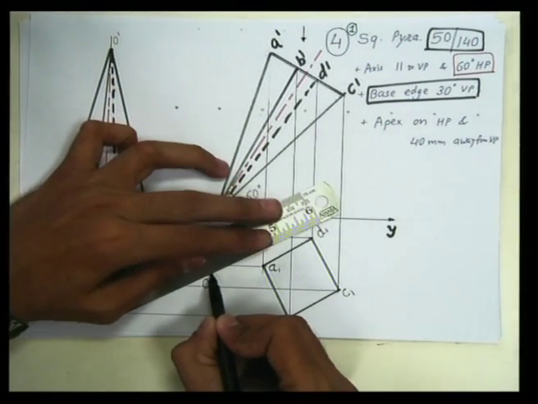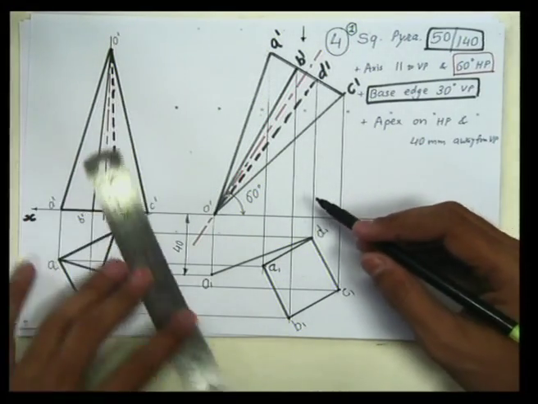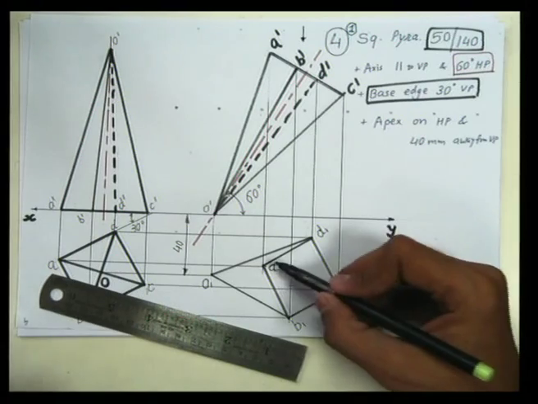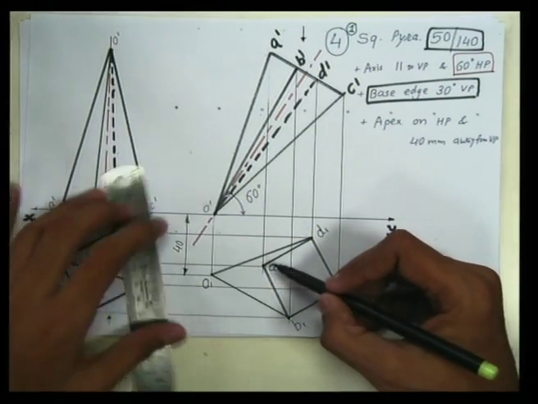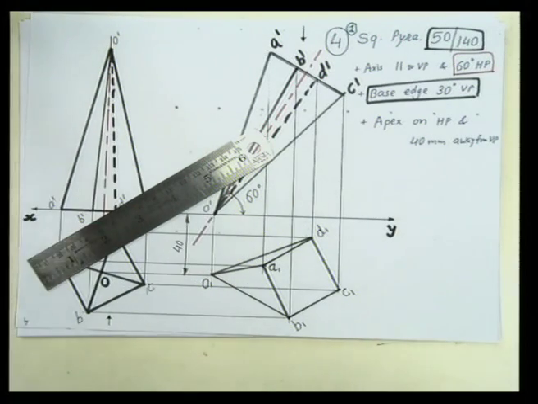Apex point O is here, so O to D1 is outside the line, so it's visible. O to B1 is also outside the line, so it's visible. A1 point is visible to us, hence O1A1 will also be visible, so it's like this.